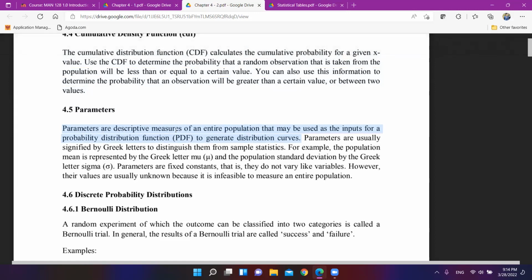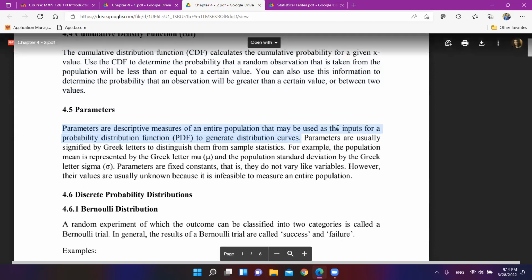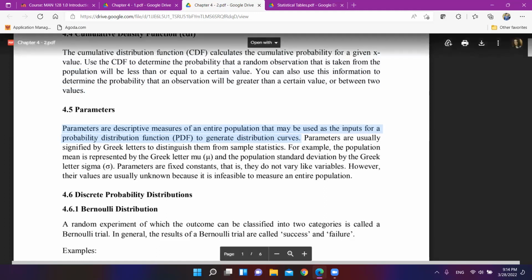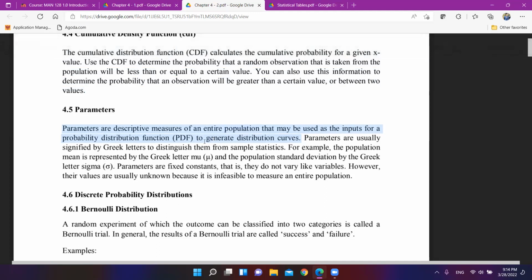Mean වෙන්න පුළුවන්, variance වෙන්න පුළුවන්, median එක වෙන්න පුළුවන්. It can be anything, right? Which may be used as inputs. අපි parameters substitute කරලා අපේ PDF functions generate කරනවා, right? ඊට පස්සේ අපි extra values දීලා අදාළ probabilities හොයනවා.